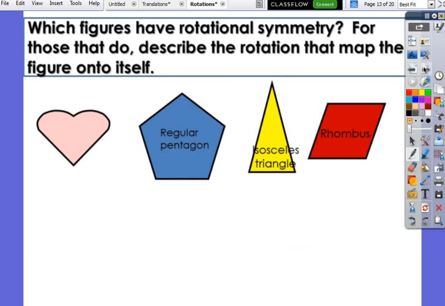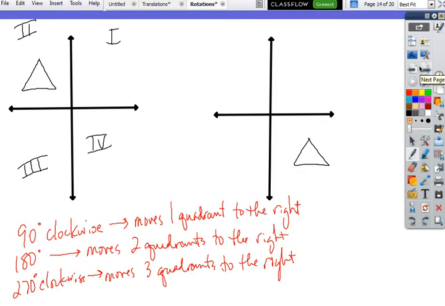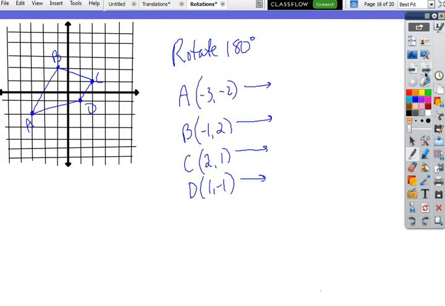We're okay on the quadrants, which one goes where? If I go 90 degrees, how many quadrants do I move? 180, it's 2, and 270 is 3. If it's clockwise, it goes to the right, counterclockwise to the left. We're okay graphing these things?